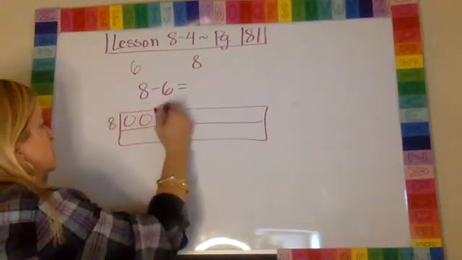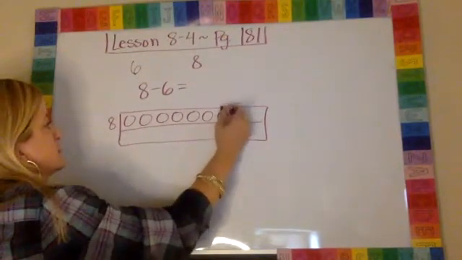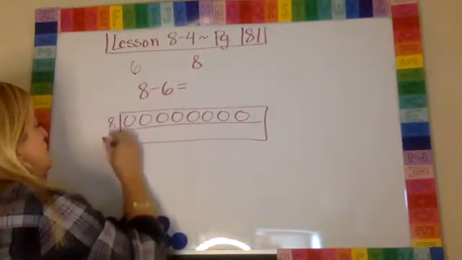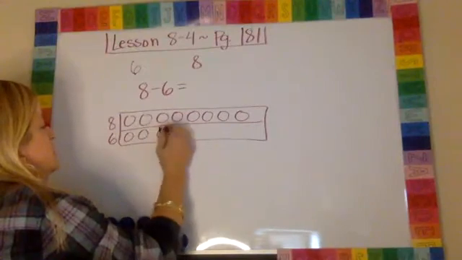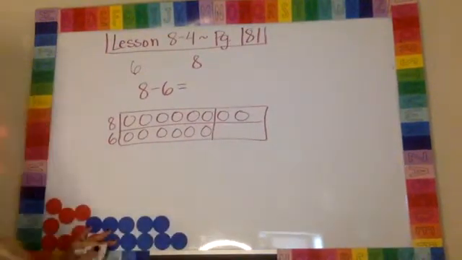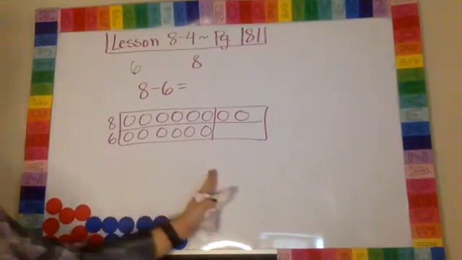1, 2, 3, 4, 5, 6, 7, 8. Next number is 6. 1, 2, 3, 4, 5, 6. Draw a line where they line up. Make sure you're drawing them lining up.